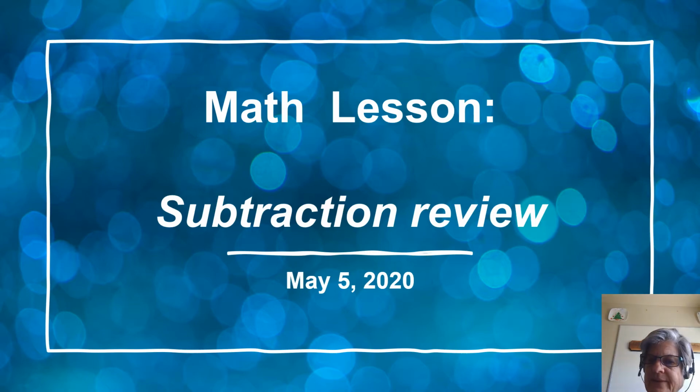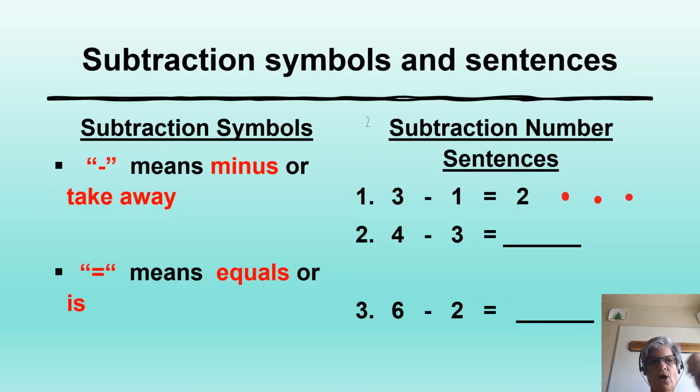Okay, let's go on. On this first page, you will need your paper, but not right away. This page is on subtraction symbols and sentences. If you look to the left-hand side, you will see the line that goes straight across. That means minus or take away. If you look below that, it shows you the line where you have 2 lines, one on top of each other. That means equal or is.